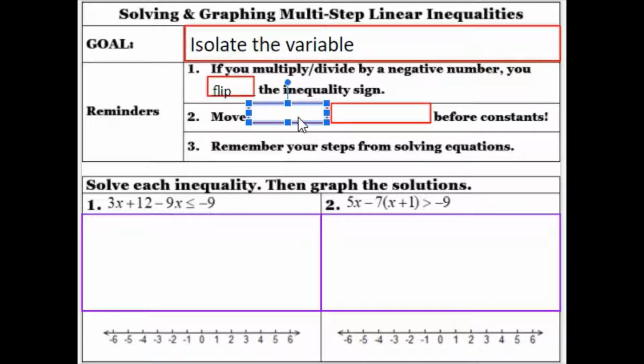And when we solve equations or inequalities, make sure that you are moving your variable terms before you move the constants. So use your same steps from solving multi-step equations. We want to simplify both sides. We want to get our variables together, and then we solve. Okay, let's get started.